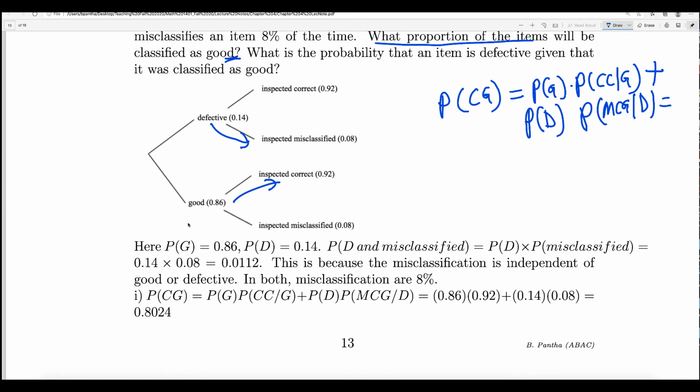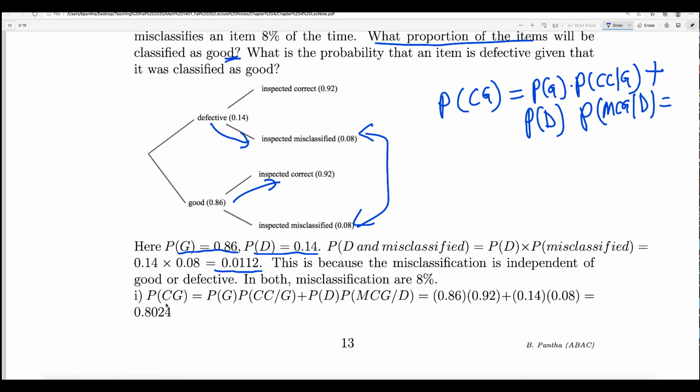Probability of good is 0.86, probability of defective is 0.14, and the probability of defective and misclassified is the probability of defective times the probability of misclassified, that is 0.14 times 0.08, which gives 0.0112. This is because the misclassification is independent of good or defective, since the misclassification is the same on good and defective. That's why you were able to multiply those two. In both, misclassification is 8%, which is the reason they are independent.